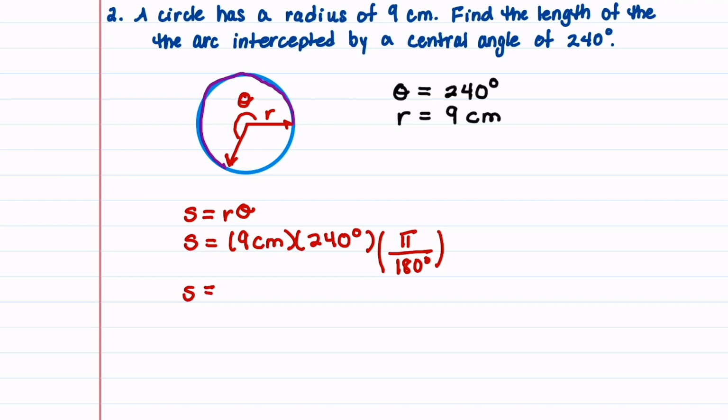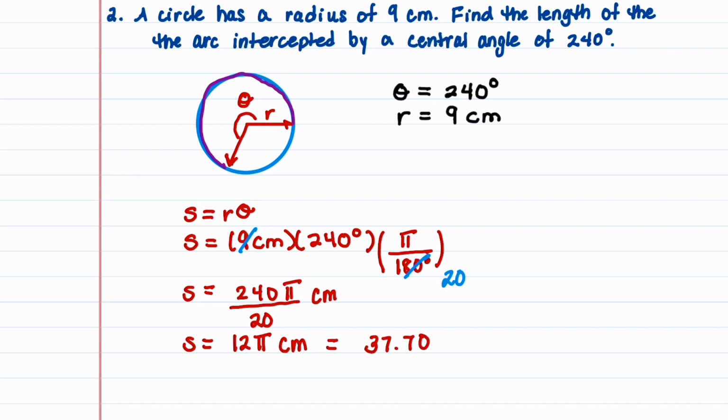And now let's see what's going to cancel out and combine. So let's see, it looks like we can cancel the 9, goes into 180 20 times. So that leaves us with 240 pi all over 20, which gives us S is equal to 12 pi centimeters. And we'll go ahead and put centimeters back up on the top one. So S, when we go ahead and throw that into our calculator, we get approximately 37.70 centimeters. You should now be able to calculate circular arc length on your own.